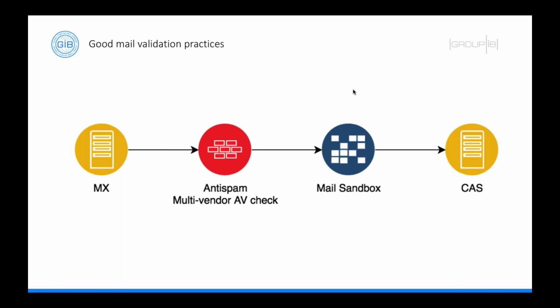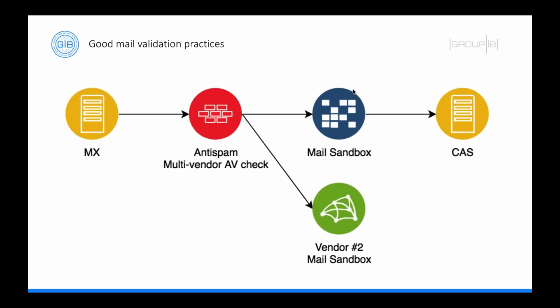So after this stage is done, it's good to route all your mail to the sandbox, and after being checked on the sandbox with a delay for behavior analysis, the letters will be delivered to the end user server, the client access server, which is shown on the diagram here.